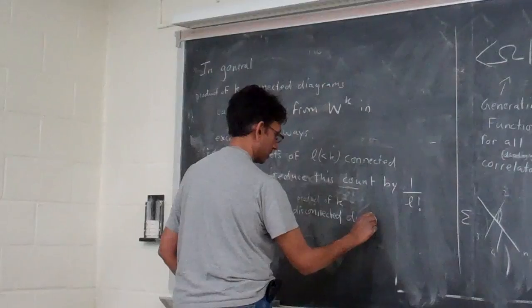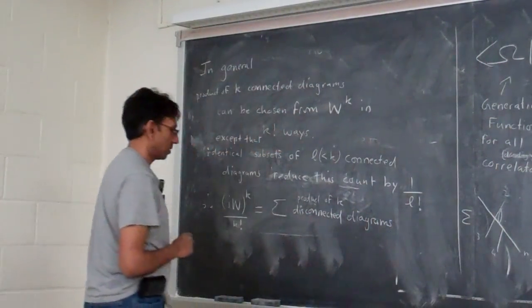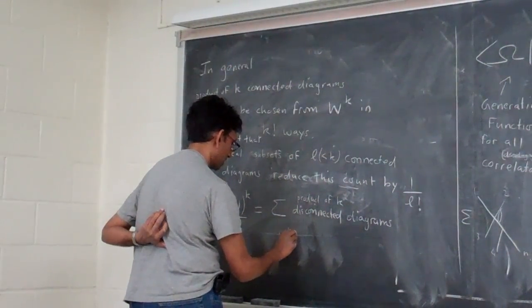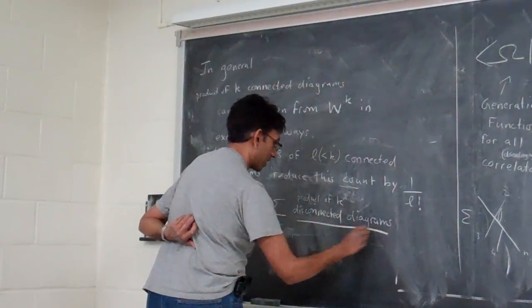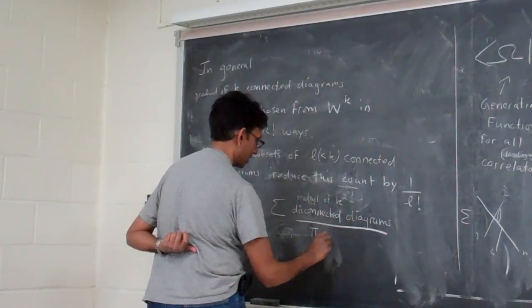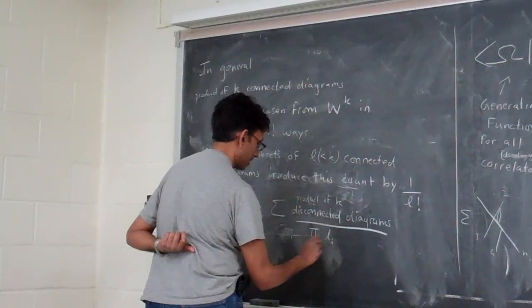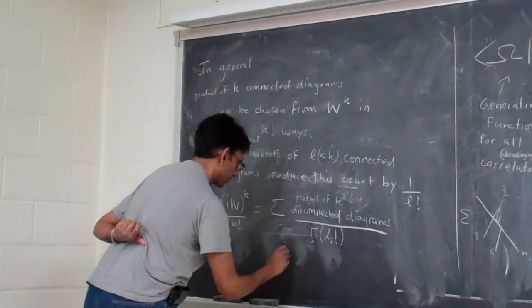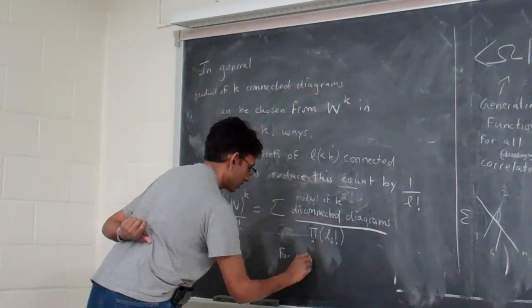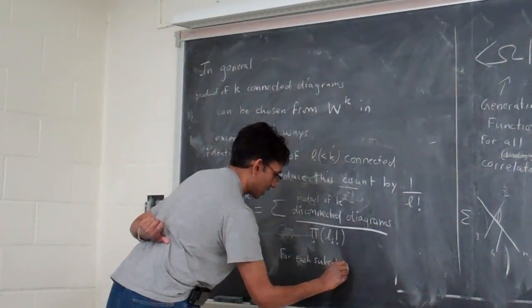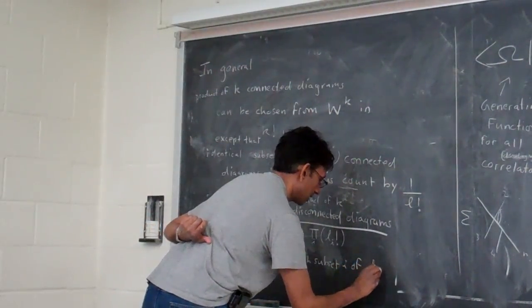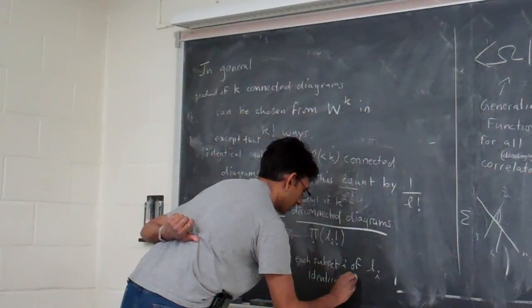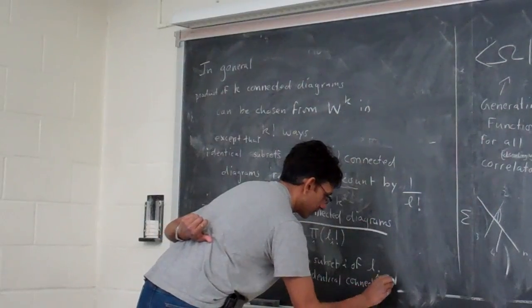disconnected diagrams. It's a sum over all sorts of products of k disconnected diagrams divided by the product of L_i factorial for each subset i of L_i identical connected factors.